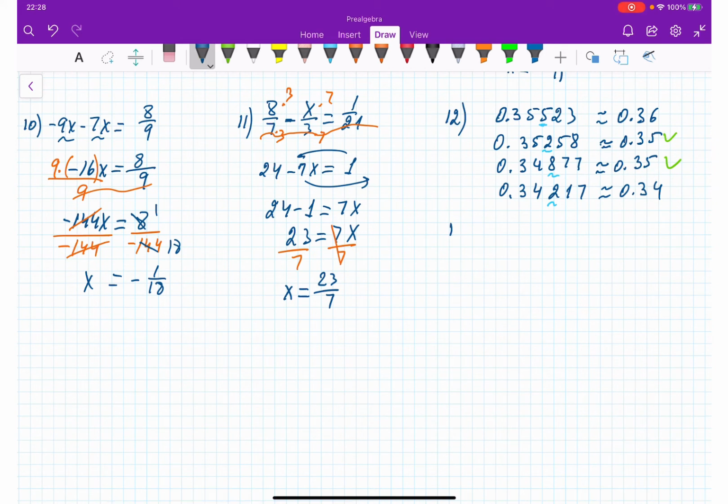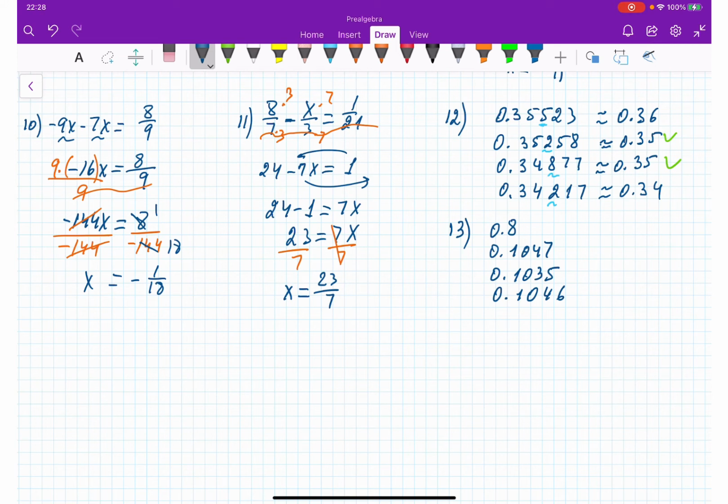Number 12. We have the numbers 0.8, 0.1047, 0.1035, and 0.1046. Okay, what is the question? Write these numbers from smallest to largest.